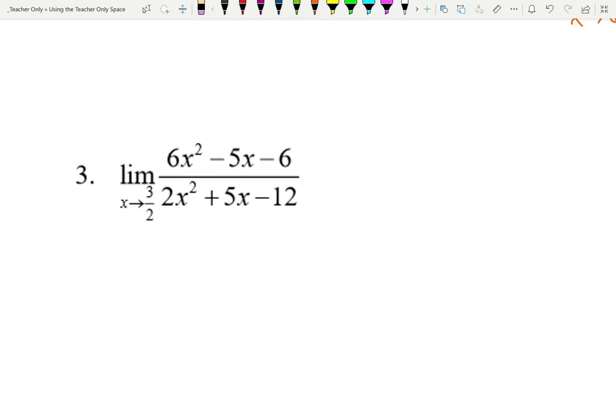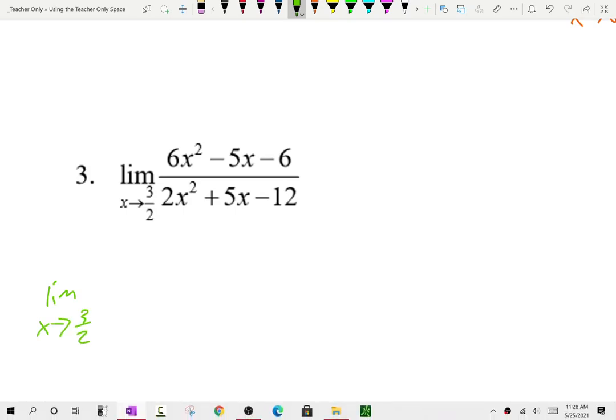Okay, so how do we do this technique? Is this a rationalize? No, there's no square roots. So no, this is not a rationalize. This is just a polynomial over a polynomial. So we know our goal is to factor. We need to factor. All right, so I'm going to write limit as x approaches 3 halves.